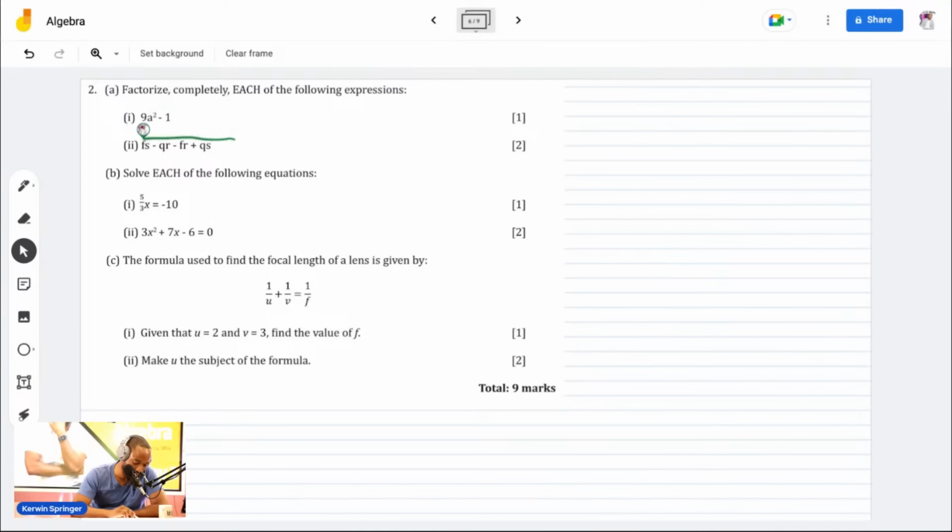So this is looking like 4 terms. From the time you see 4 terms, think about grouping. Most likely it is. We have a difference of 2 squares here because 1 is a squared number, 9a is a squared number, a squared, and there's no extra term. So that is definitely difference of 2 squares, then grouping.